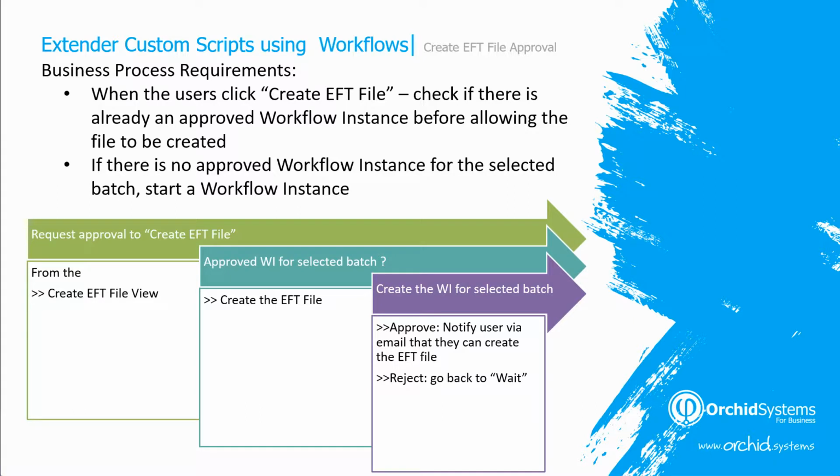So showing that another way, first the user is going to click Create EFT File, and if there's an approved batch, it'll go ahead and create the file. If there's not an approved batch, it will start a workflow instance for this particular batch number. And then when the batch is approved, then the user can go back and create the EFT file.